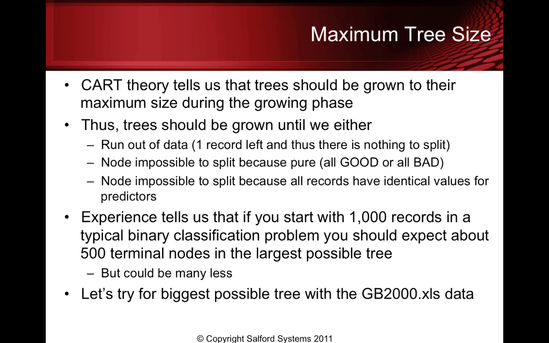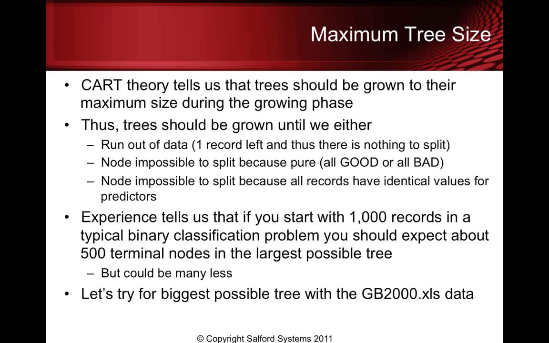Experience tells us that if you start with 1,000 records in a typical binary classification problem, you should expect about 500 terminal nodes in the largest possible tree, but it could be many less. Our rule of thumb, if you're trying to make calculations and allowing for how big a tree you're going to get, is that if you try to grow the biggest tree, however many records you have, you're going to get about half that number or less of terminal nodes. And we are talking about a binary classification problem. This could be different if you're talking about regression or multi-class classification.